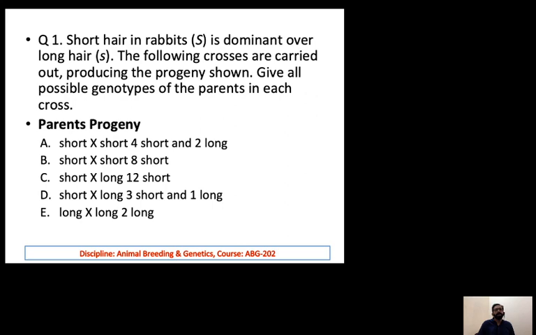Question number 1. Short hair in rabbits, shown by the capital S, is dominant over long hair, shown by the small s. So short hair is dominant and long hair is basically recessive. The following crosses were carried out producing the progeny shown. Give all possible genotypes of the parents in each cross. So these are the crosses given over here. There are 5 crosses, and the result of the 5 crosses with their progeny.